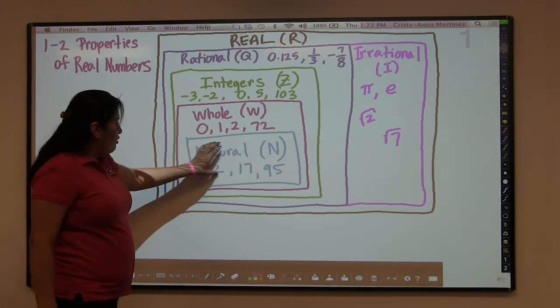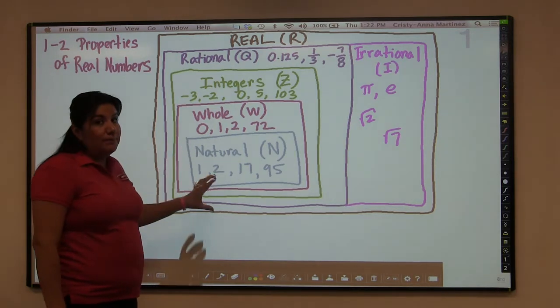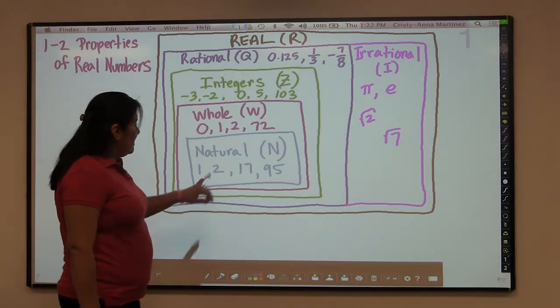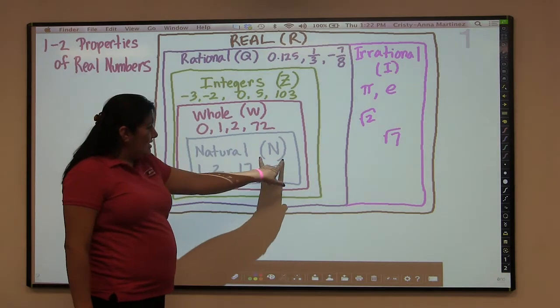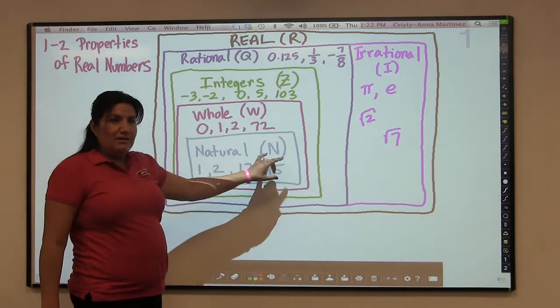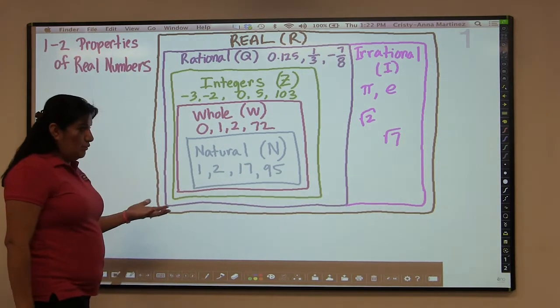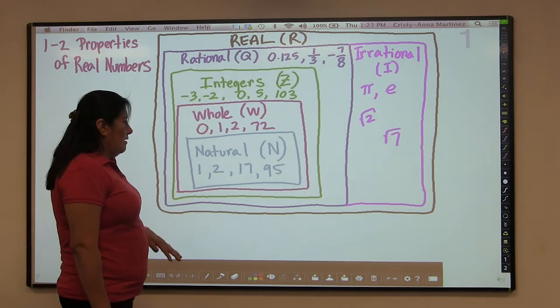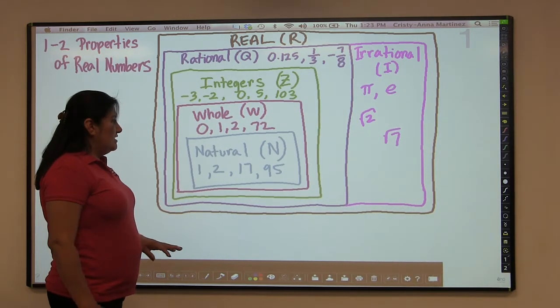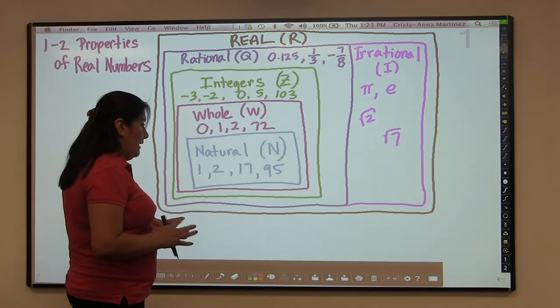First, in the innermost part of the diagram, we have what we call the natural numbers. And you'll notice that next to the word natural, we have in parentheses a capital letter N. This is the letter that we use to abbreviate the natural numbers. So anytime, for example, in your homework, you're going to have to classify different numbers, instead of writing out the full word natural, you can abbreviate that with the capital N.